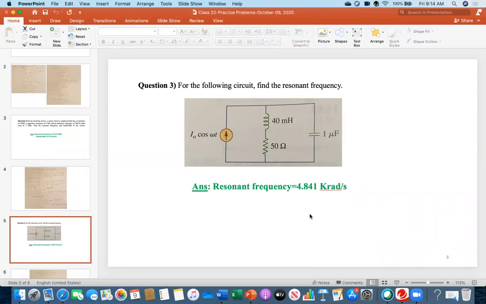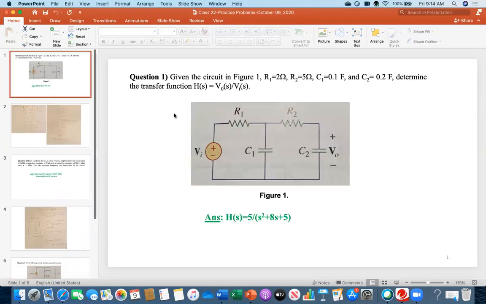So today you all please practice three problems. Go one by one. First, everybody see this circuit and find the transfer function V naught over Vi, and this is the answer. Unless you get the answer, please everybody keep trying.